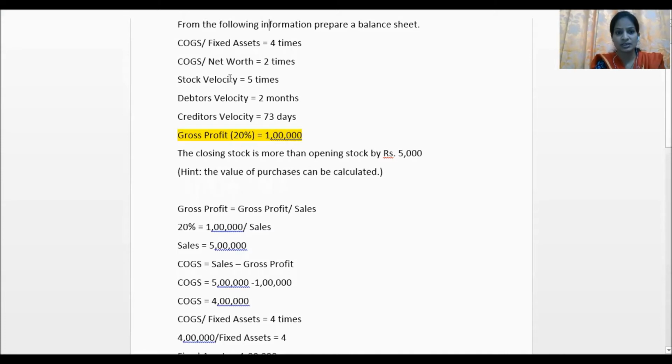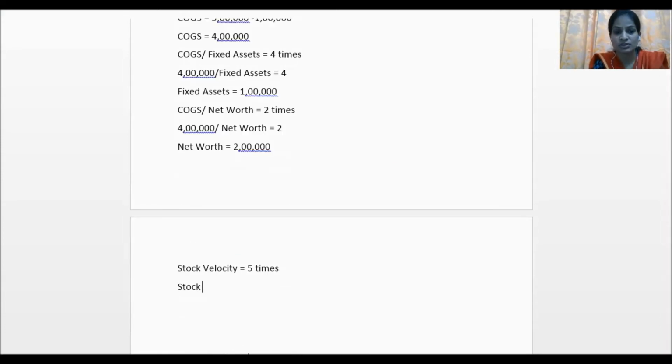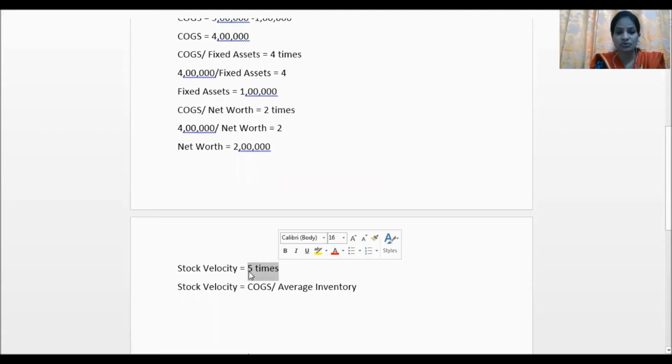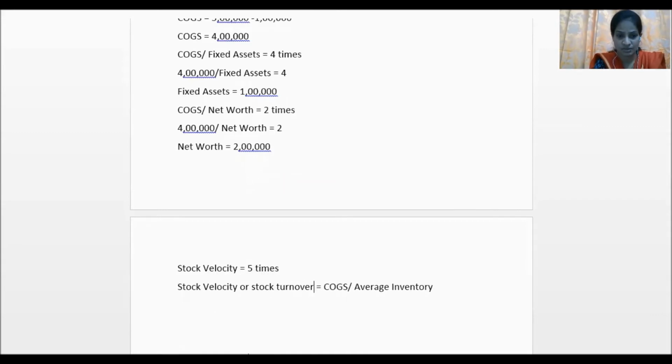Now stock velocity, we can make use of this formula now. Stock velocity, that is nothing but the turnover ratio we are talking about. Now stock we calculate on cost of goods sold, so cost of goods sold divided by average inventory. Now since this velocity is given in times, we are going to consider this stock velocity as the stock turnover ratio. Now stock velocity, or what we can say stock turnover ratio, equals cost of goods sold upon average inventory. 5 equals 4 lakh divided by average inventory.